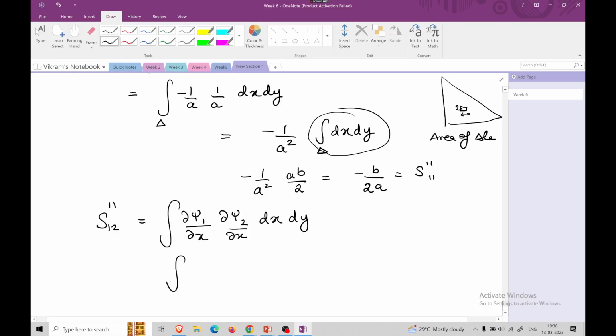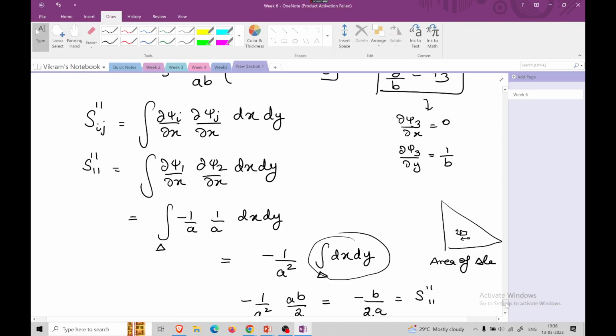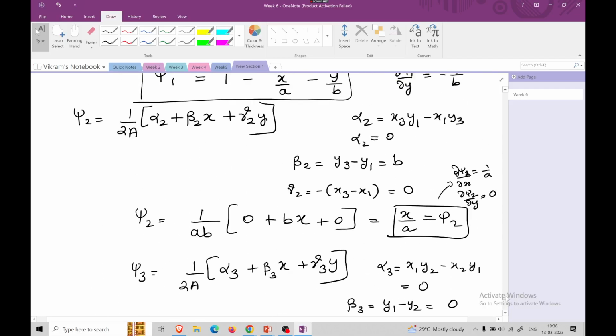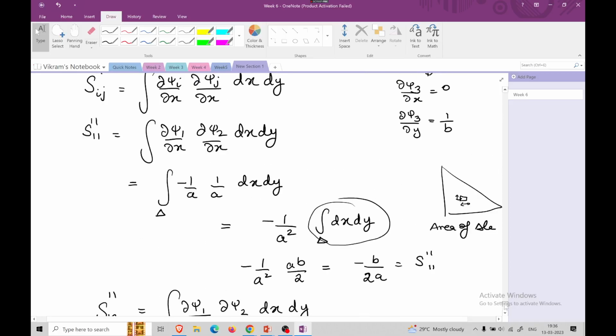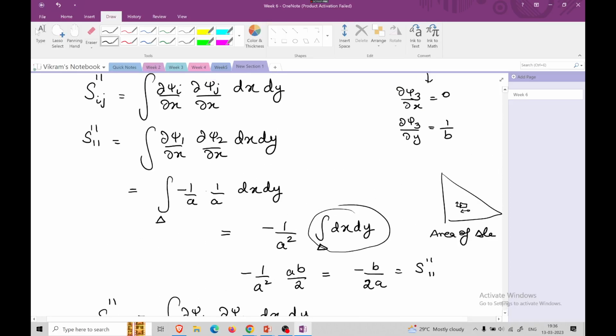So what is my dou psi 1 by dou x, which is going to be minus 1 by a, dou psi 2 by dou x is 1 by a. Okay, I think I made a mistake. So this will also be minus 1 by a, right? Because yes, this is 1 1, so this will be dou psi 1 by dou x into dou psi 1 by dou x. So this is going to be 1 by a square. So this is simply b by 2a.